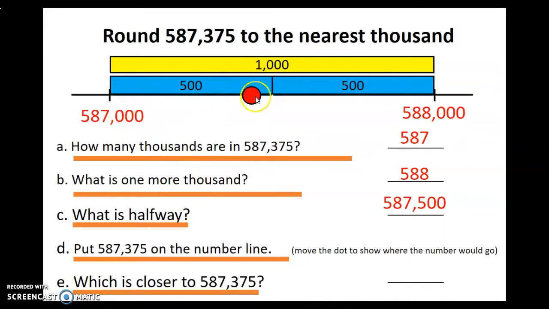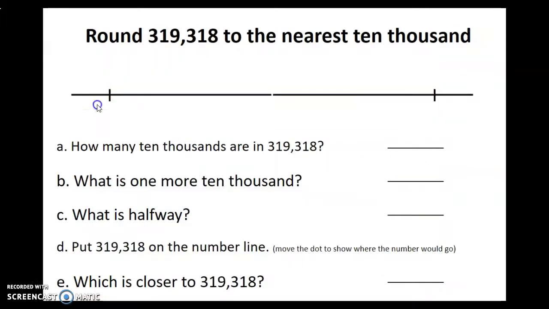Now let's put this number on the number line. 587,375 goes about right here. It's not quite to 587,500, which is in the middle. So when I round, 587,375 is it closer to 587,000 or 588,000? Right, it's almost to the halfway point, but not quite, so it's closer to 587,000.